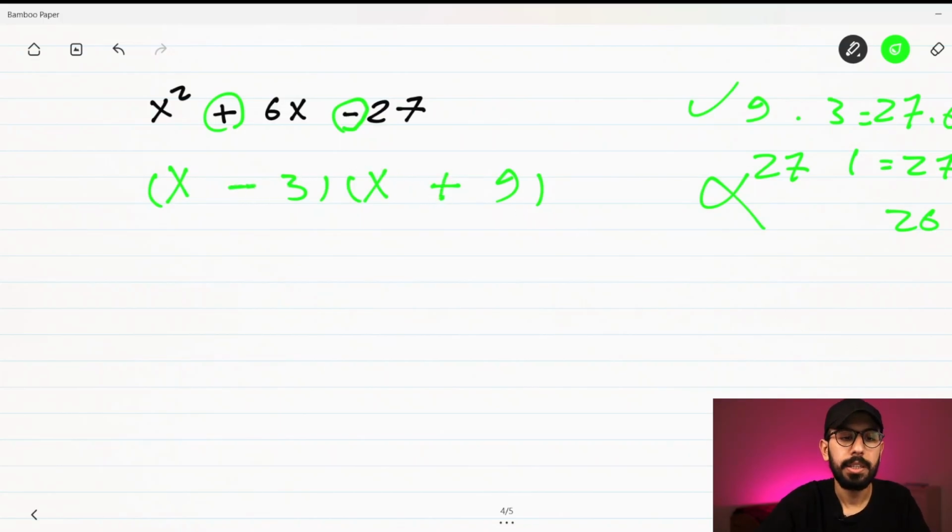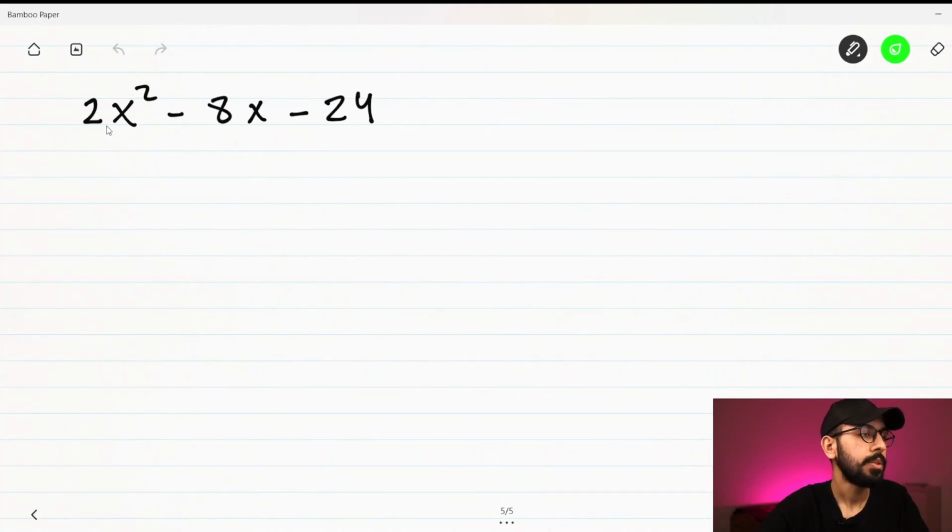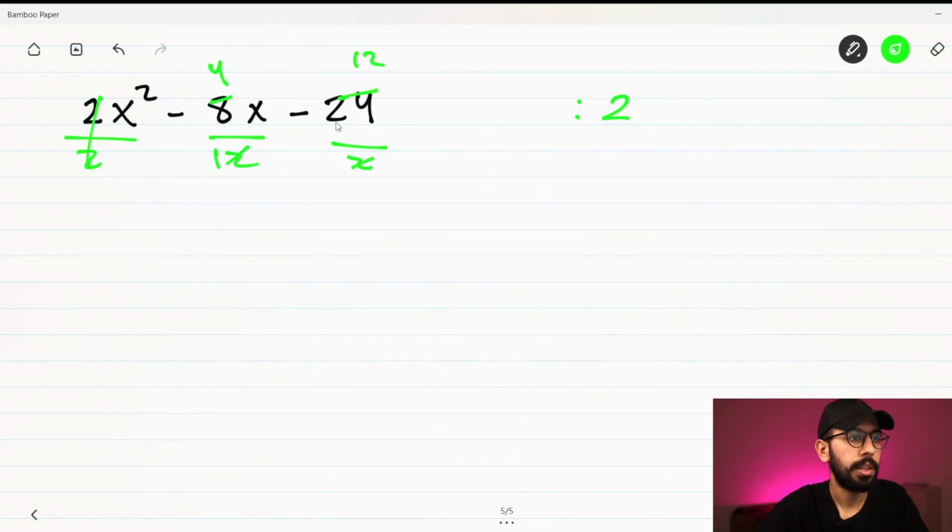We will take another example here. We have 2x squared minus 8x minus 24. So now we need firstly to divide over 2 so we can make this process easier. 2 will go with this 2, 2, 4, 2 is 12. The result will be x squared minus 4x minus 12.